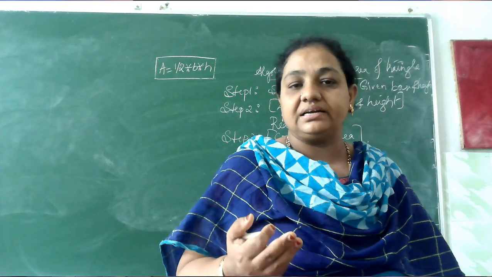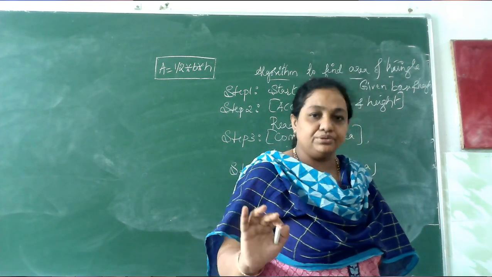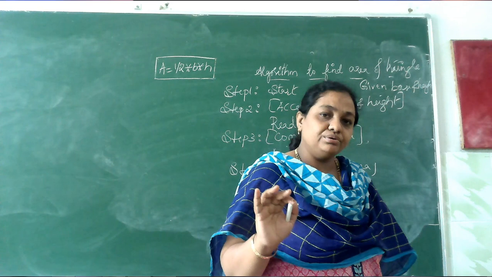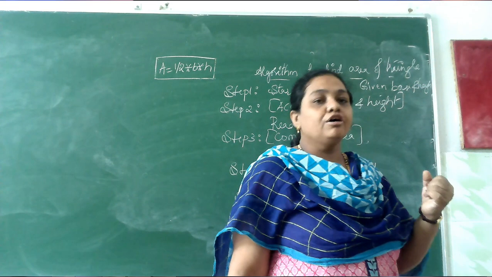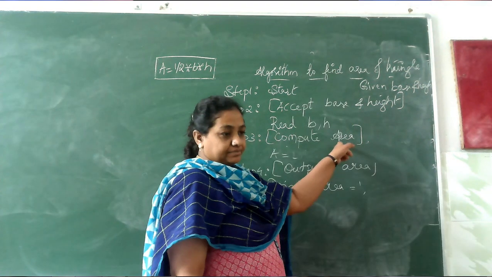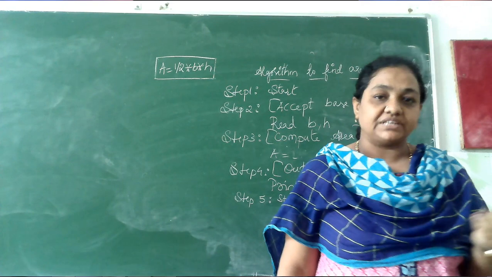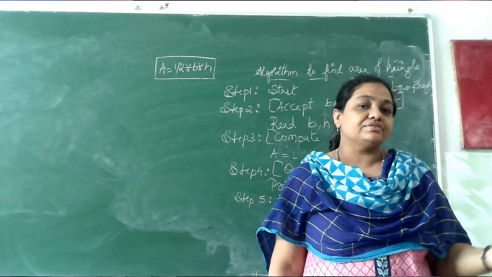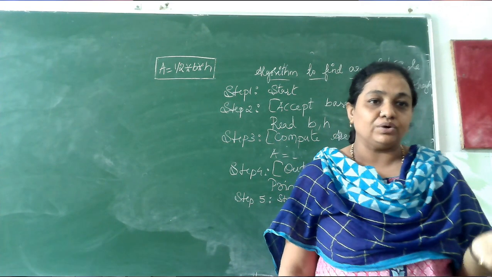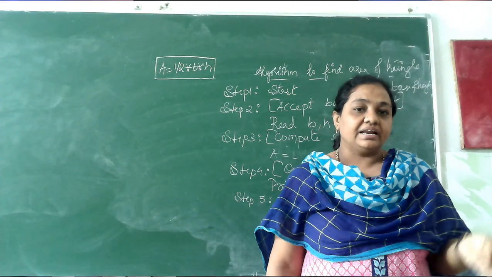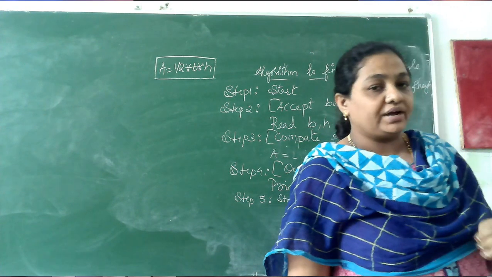That is, base we assume it as B and height we assume it as H. B represents the base of a triangle. H represents the height of the triangle, or it's your choice. You can take base and height, whatever you wish to take.